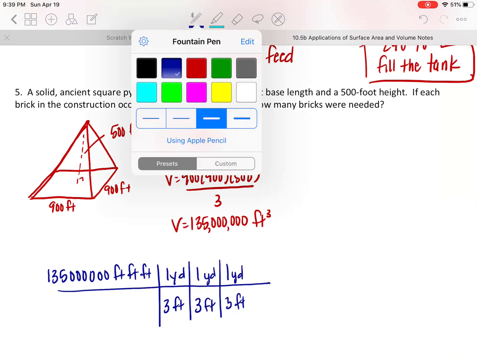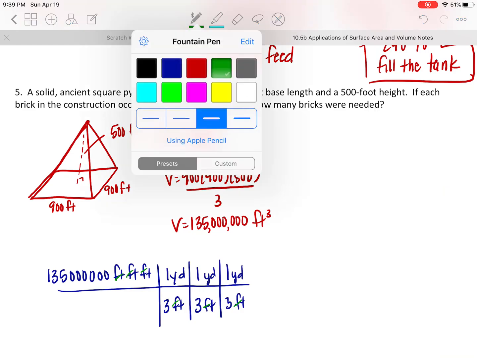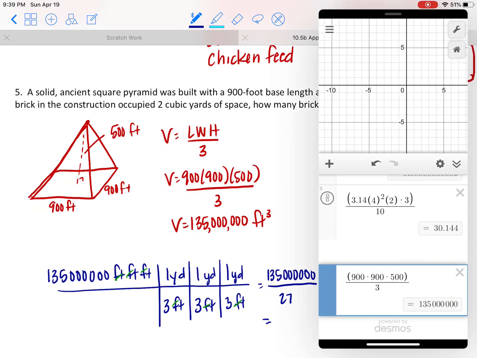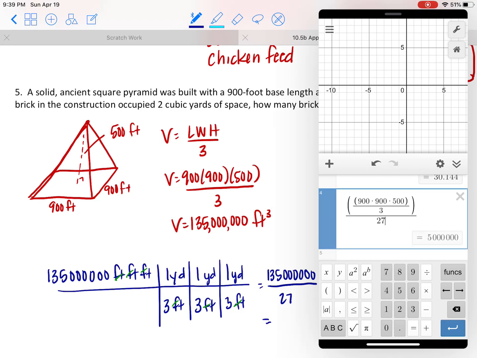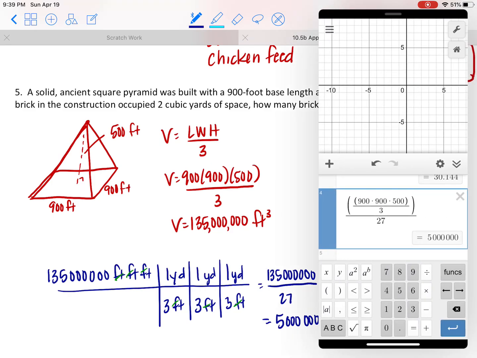It's really the exact same thing we did before. So 3 feet in a yard, and 3 feet in 1 yard. And that makes the feet cancel, and leaves us with the yards that we're trying to get to. So this is going to give us, multiply straight across the top, still 135 million. And the bottom, 3 times 3 is 9 times 3 is 27, but this is going to be yards cubed. So let's take this and divide all of that by 27, and that gives me 5 million.